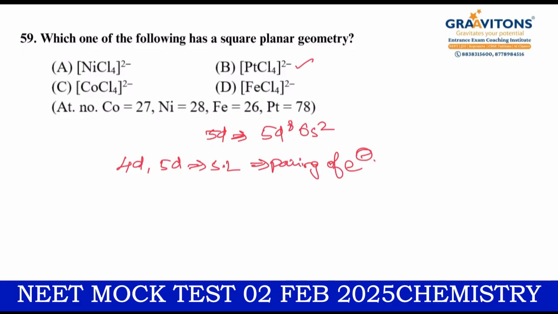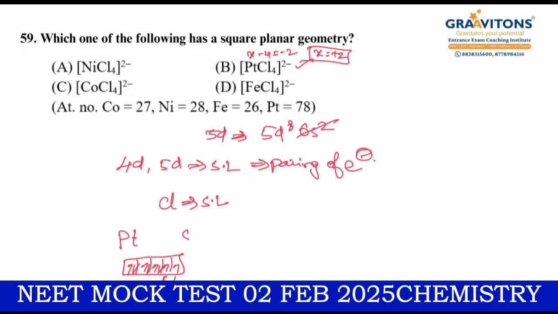In this case, when I take platinum, chlorine behaves as a strong ligand, making the platinum electrons pair up. So what is the oxidation state of platinum here? X minus 4 is equal to minus 2. Therefore, X equals plus 2. If 2 electrons from s orbital are lost by platinum, then we have d orbitals with 8 electrons. So 1, 2, 3, 4, 5, 6, 7, 8.